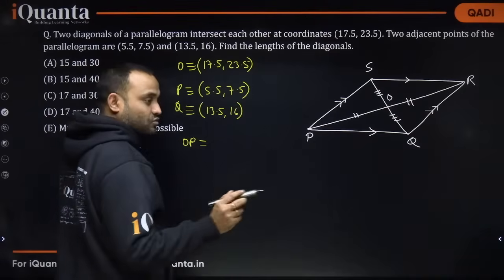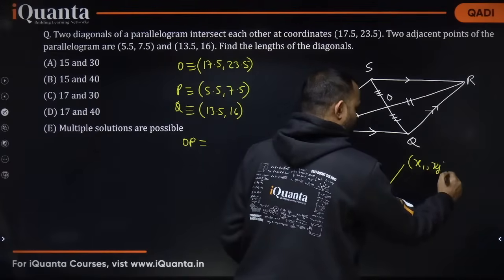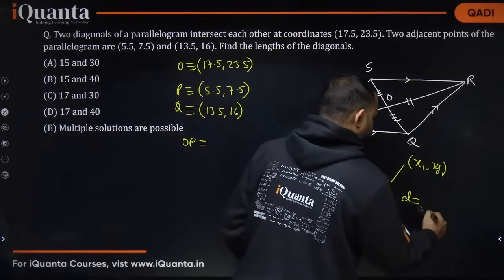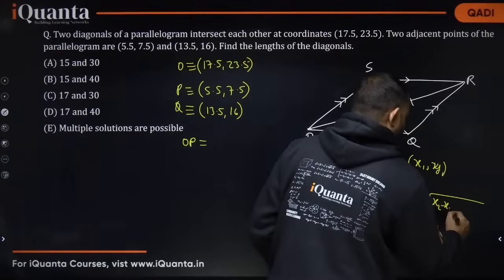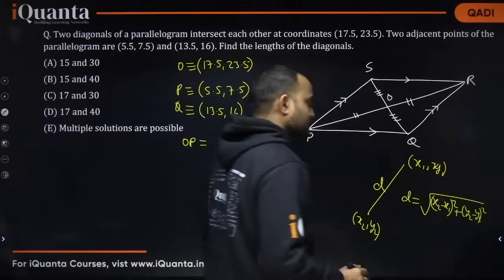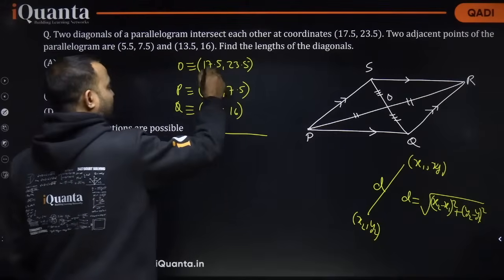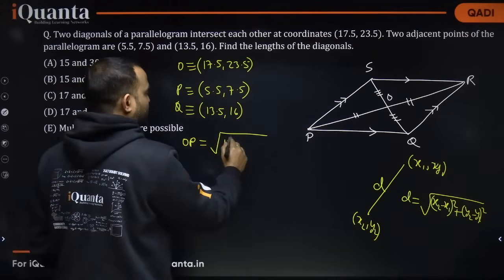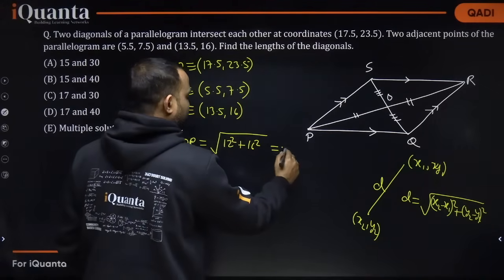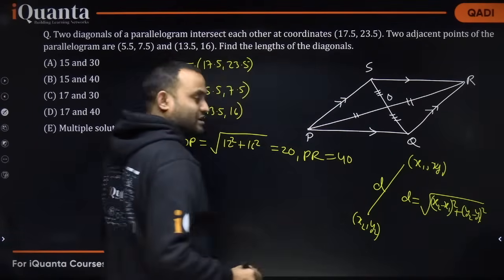If there are 2 points given, x1, y1 and x2, y2, then using the distance formula, we can say d is equal to the square root of x2 minus x1 whole square plus y2 minus y1 whole square. This is how we use the distance formula. So OP will be equal to the square root of 17.5 minus 5.5, 12 square, plus 23.5 minus 7.5, 16 square. That gives you 20. So from there we can say PR will be double of that, which is 40.